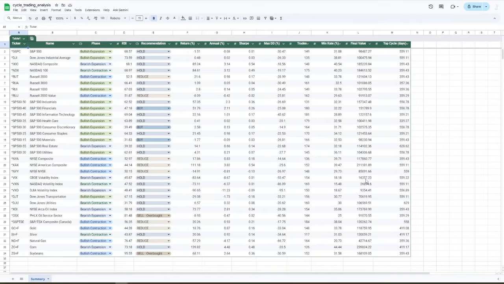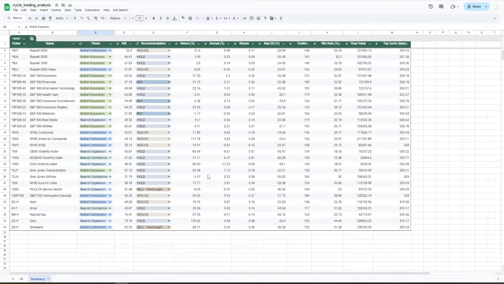And okay, the Excel sheets that come from all that modeling have this very nice table, and it basically tells us what is the phase of the market. So the S&P 500 is bullish expansion, you want to hold, or you want to reduce. Russell 2000 bullish contraction, so you want to reduce. Russell 2000 value bullish contraction, you want to reduce exposure. S&P 500 financial, you want to buy. I didn't do anything, I just load the thing and see what the results are. And yeah, okay, gold.